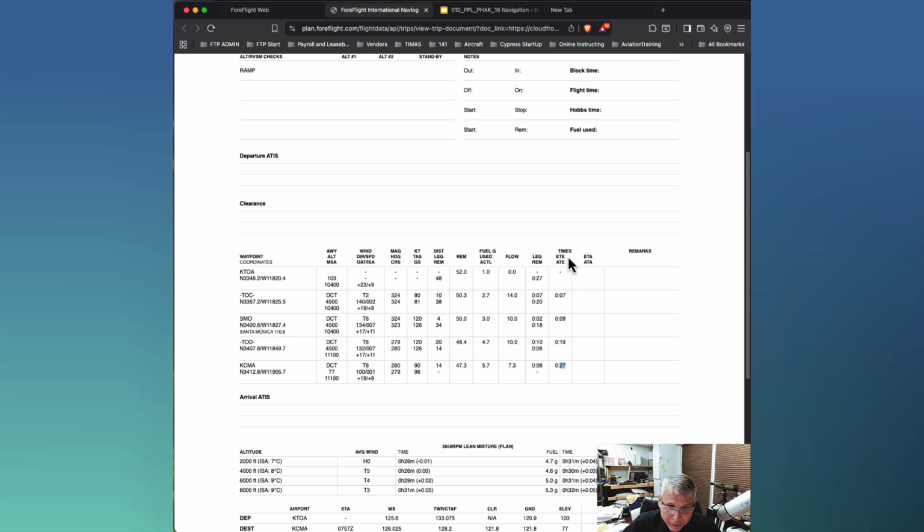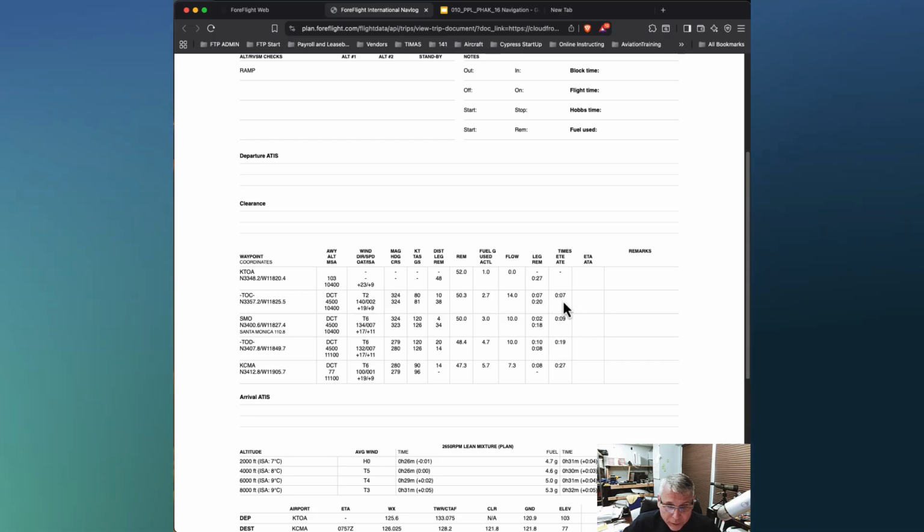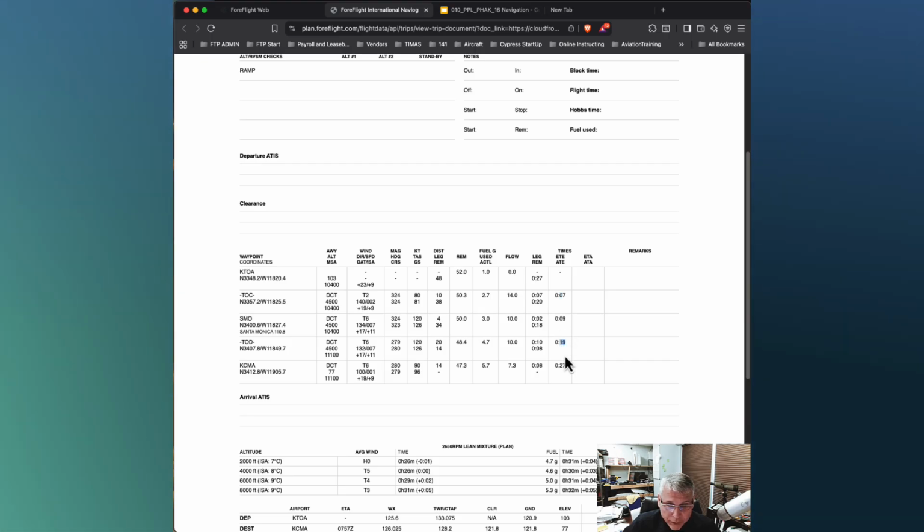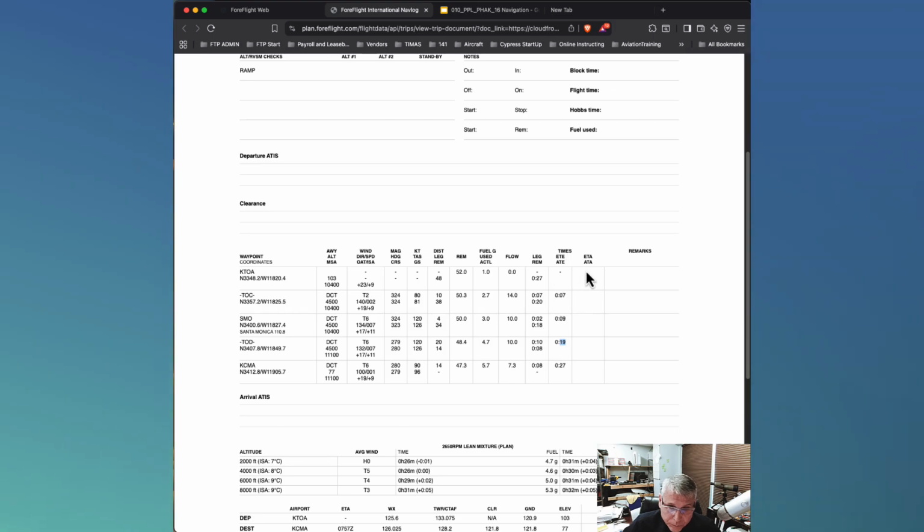Sorry, these are estimated time en route. So 7, 9, 19, and 27. In other words, if I started a stopwatch, when I got to my top of climb, we should see 7 minutes on the stopwatch. When we got to Santa Monica, I should see 9 minutes on the stopwatch. Hopefully that makes sense.